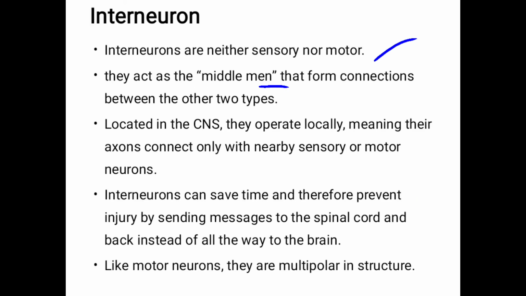It is located in the CNS, where they operate locally, meaning their axons connect only with nearby sensory or motor neurons. Interneurons can save time and therefore prevent injury by sending messages to the spinal cord and back instead of all the way to the brain. Like motor neurons, they are also multipolar in structure.